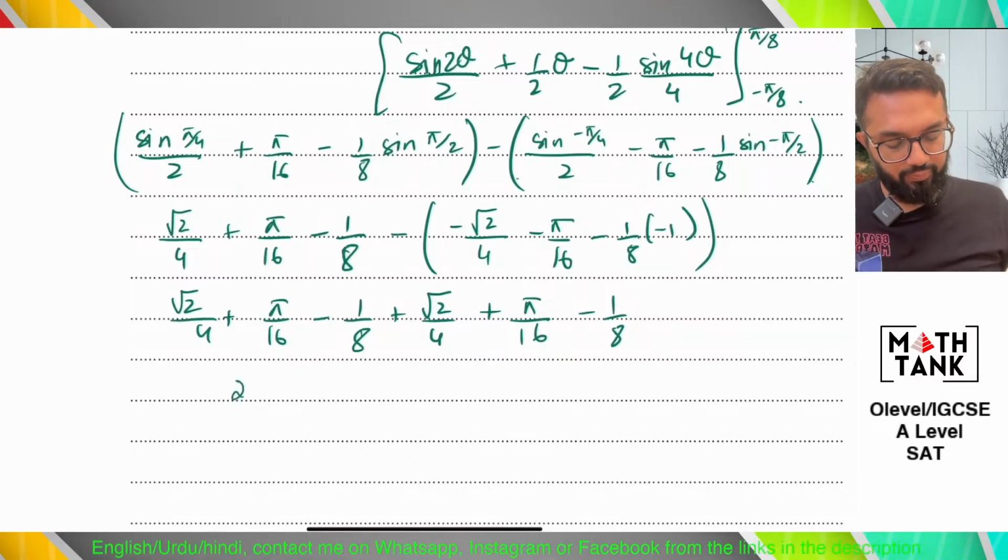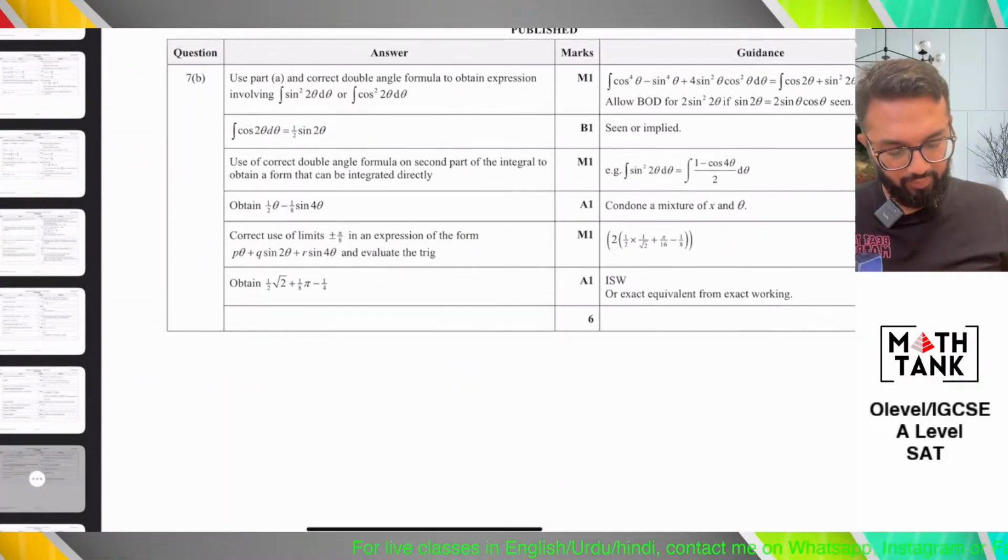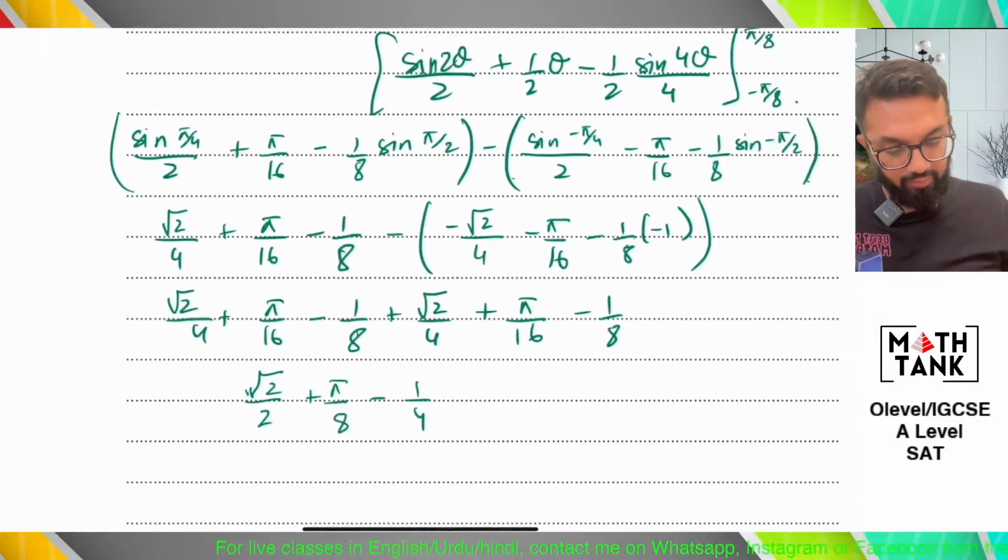I put all of that right. I get root 2 over 2 plus pi over 8 minus 1. Yep, correct.